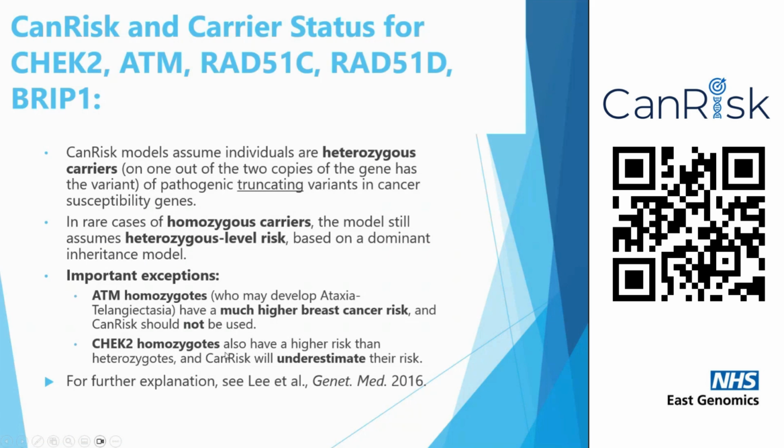CHEK2 homozygotes, you can also get, so homozygous when both copies of the gene are affected. And obviously they will have a higher risk too. Any sort of patient like that, they would be under genetics if they were affected by ataxia telangiectasia. Obviously, if they've got 2 CHEK2 variants, they should be under genetics too. So we can advise on that.